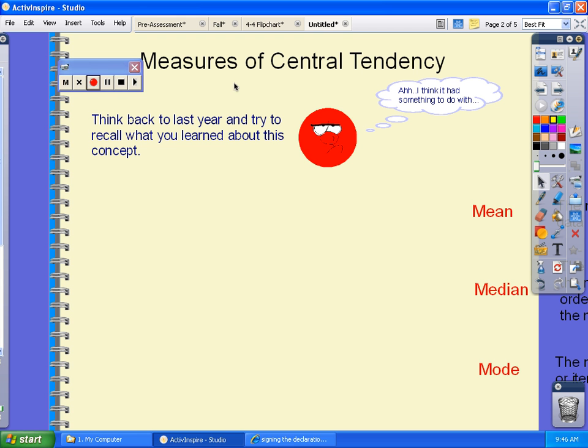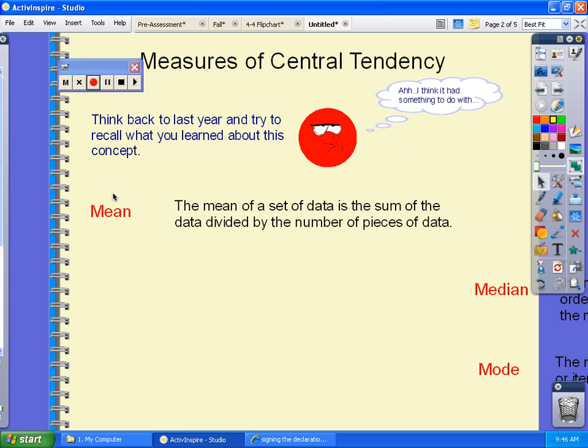Now, the measures of central tendency look to find the average of the data set. So again, the mean, median, and the mode are all ways of identifying the central tendency or the average of the data. When we examine the word mean, the definition is: the mean of a set of data is the sum of the data divided by the number of pieces of the data. So again, you would add up all the numbers within the data set and then divide by the total numbers that were within that data set.